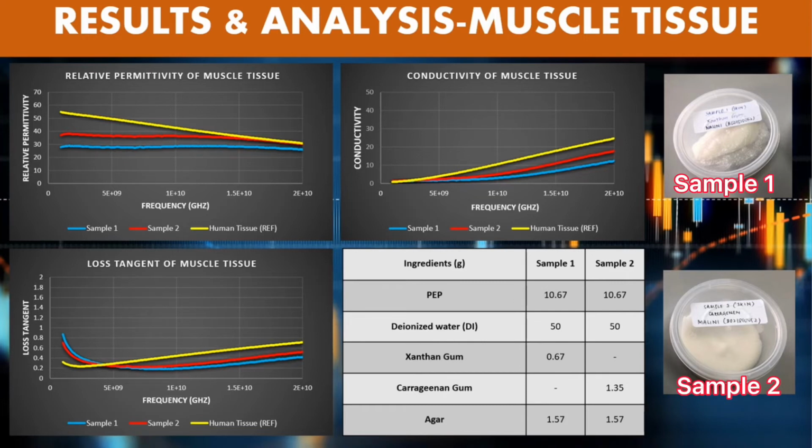On the other hand, for the conductivity, it shows a perfect match for muscle tissue for the lower frequency and close to perfect for the high frequency for all the samples. However, it also can be improved by considering carbon powder to increase the conductivity without disturbing the relative permittivity. And the last part is for the loss tangent. The loss tangent is close to perfect for all the samples.